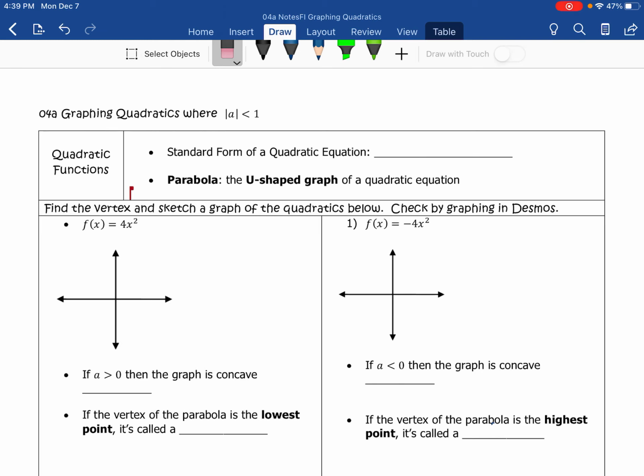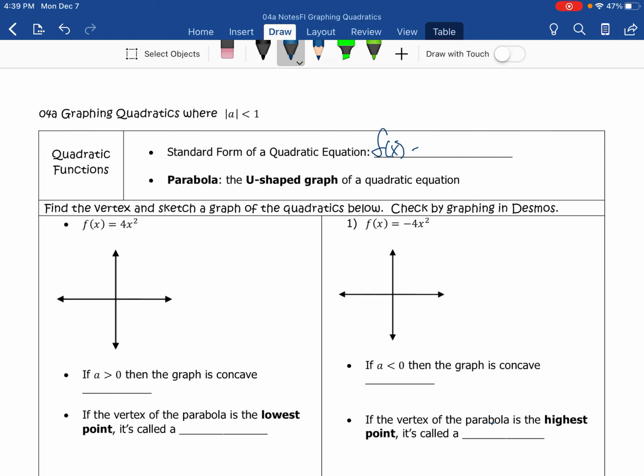Okay, so we're gonna start graphing quadratics. It's only a one-day lesson. I kind of consolidated it, but what I want to do with this is I just want to get through it. So, standard form of a quadratic equation.